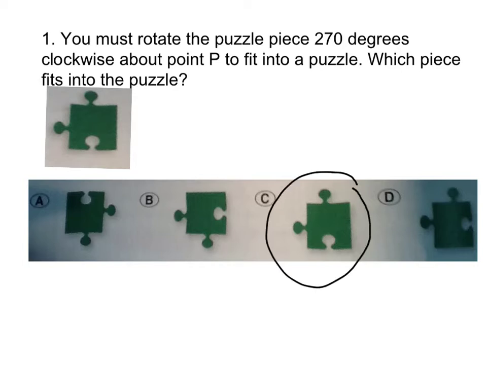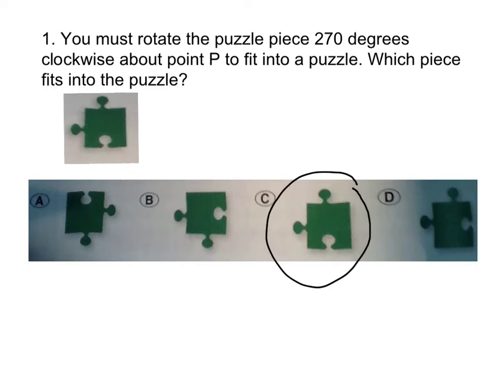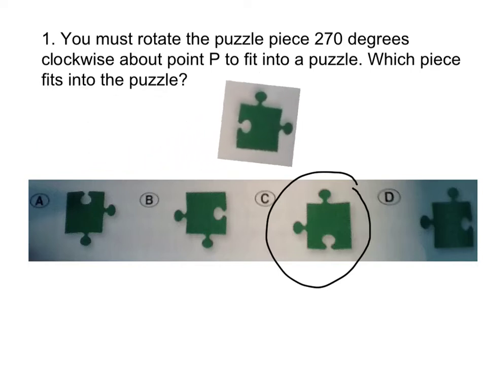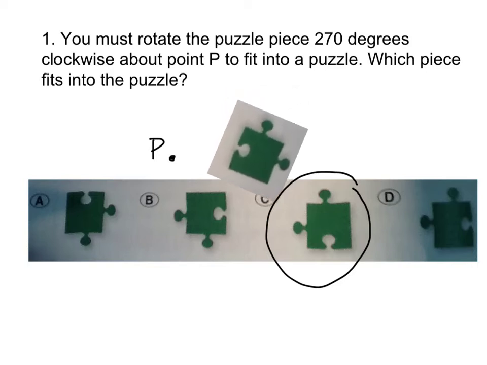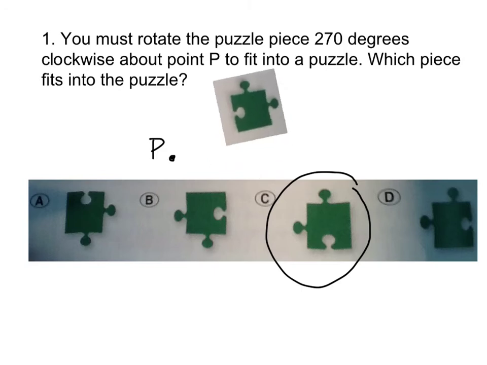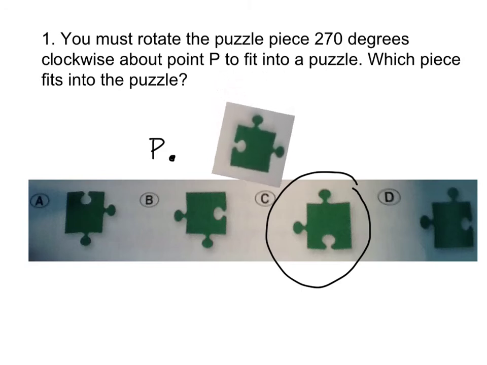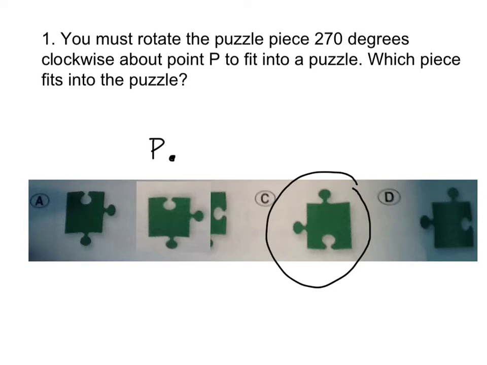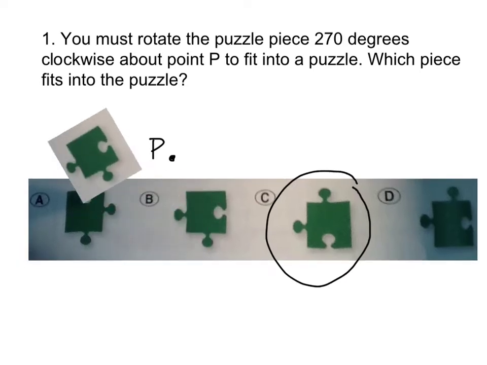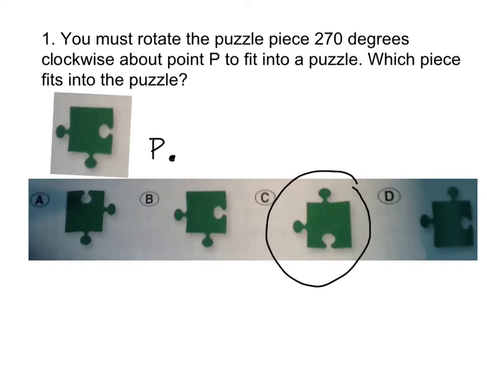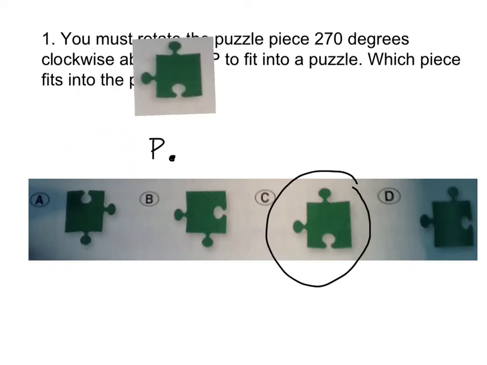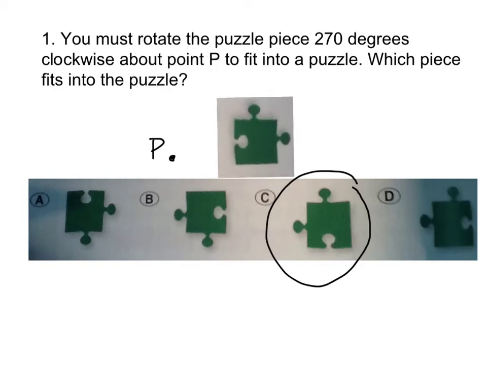So let's try that one more time. Our original shape was this. Now remember point P, we're going to say was right here again. So if I move this around point P, so we're starting right here. So we have 90 degrees. 180. Another 90 would be 270. Now if you actually did 360, you're right back to where you started. So our answer is C.